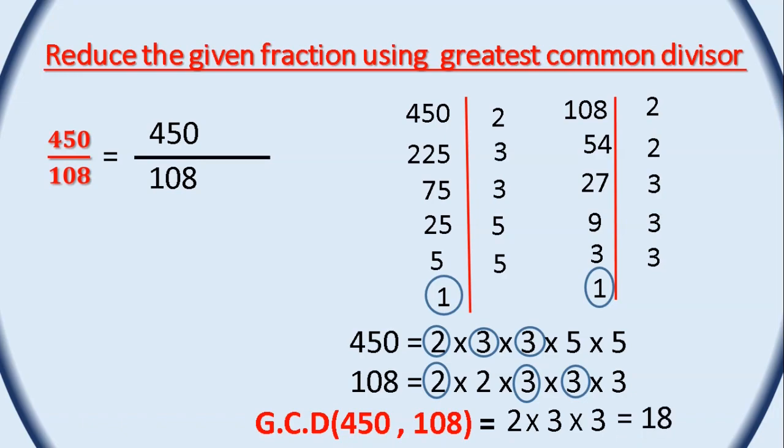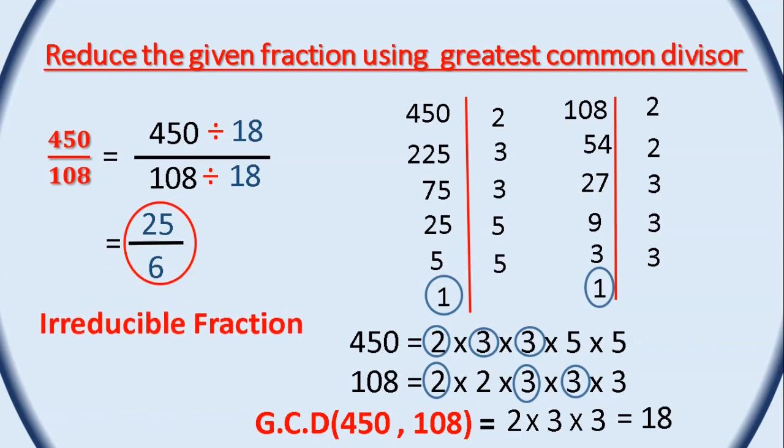Now we have to divide the numerator and the denominator by 18. 450 over 18 is 25. 108 over 18 is 6. And 25 over 6 is an irreducible fraction. And now we have learned how to reduce a fraction using the greatest common divisor.